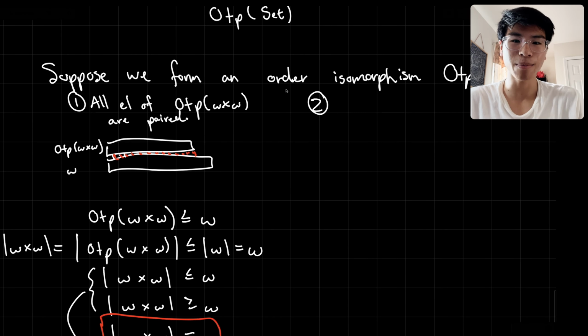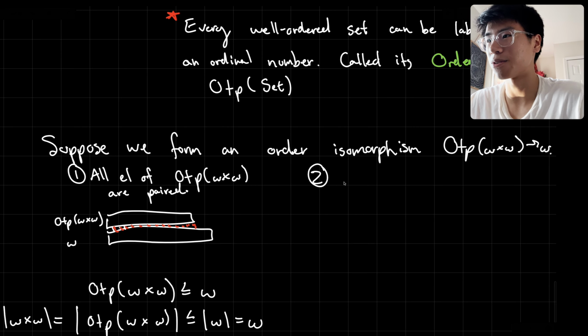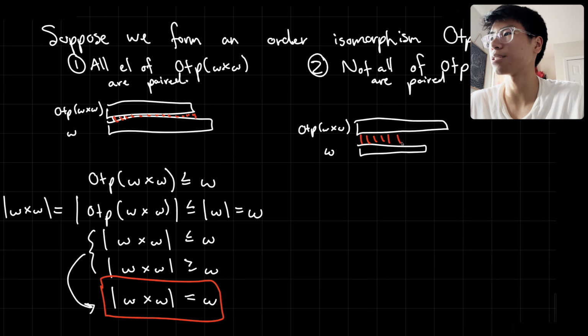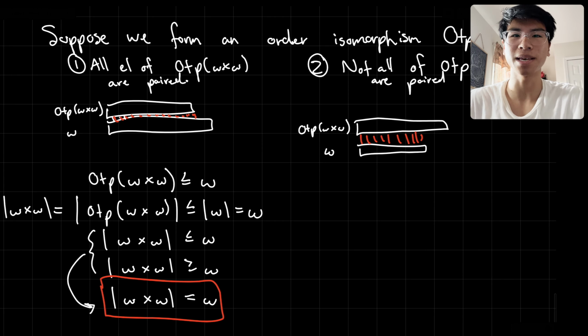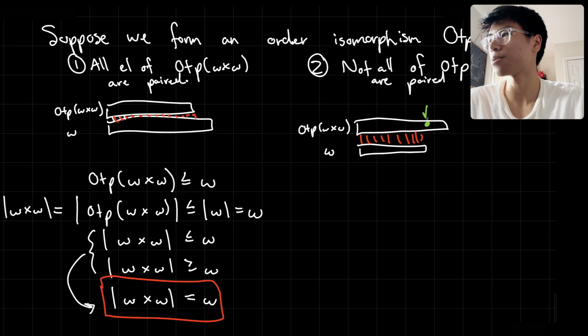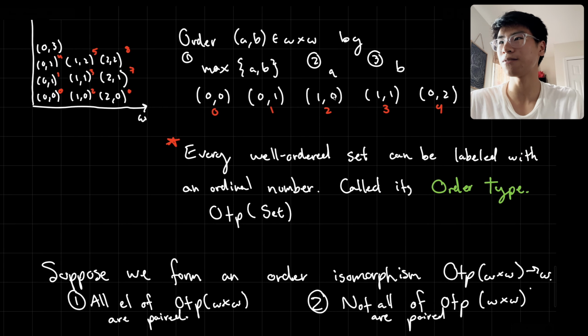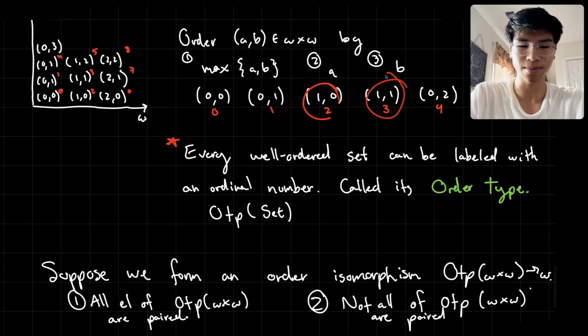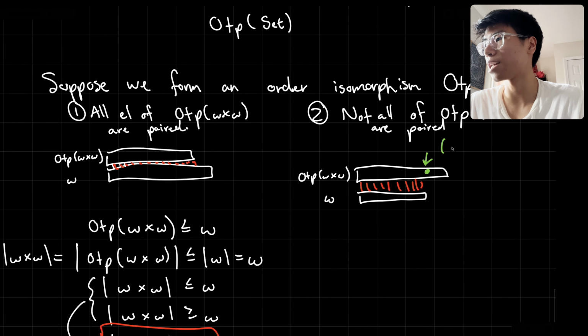The second case that could happen when we form an order isomorphism is that not all elements of the order type were paired by the order isomorphism. Okay, so suppose we did have an order isomorphism and it didn't end up using all of the order type of omega crossed with omega. So that means there's some ordinal number here whose initial segment does get paired with omega. Now remember that the order type itself is actually in an order isomorphism with omega crossed with omega. So this element that wasn't used has to be associated with some pair A, B in omega crossed with omega.